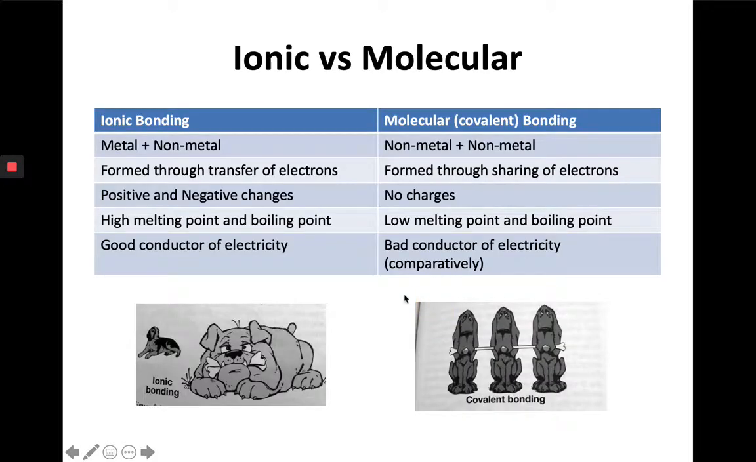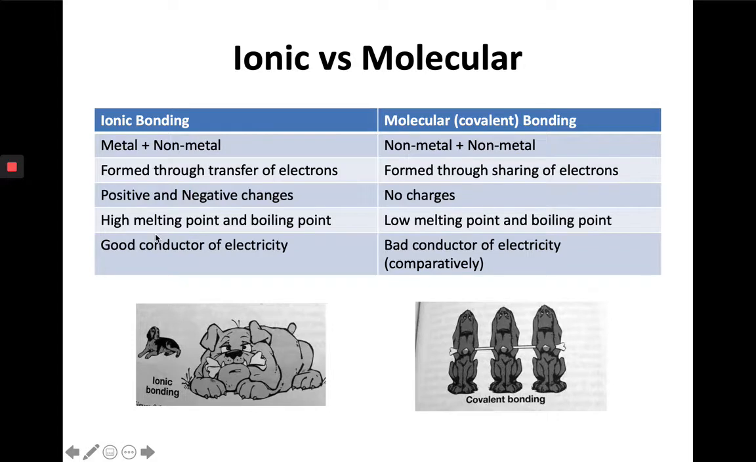Let's finish off by comparing our ionic bonding versus our molecular or covalent bonding. In ionic bonding, we learnt that it's a metal and a non-metal, and in molecular bonding, it's between two non-metals. Ionic bonding is formed through the transfer of electrons, so giving away and taking of electrons. However, molecular bonding is formed through sharing of our electrons. Ionic bonding forms positive and negative charges on our atoms. Molecular bonding does not form any charges on our atoms.